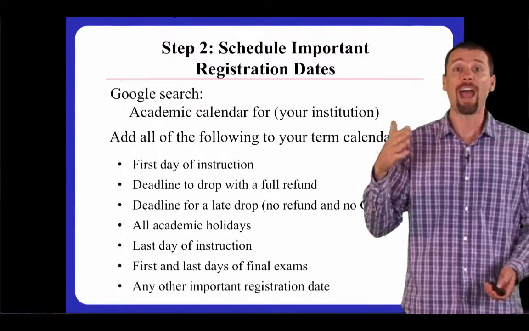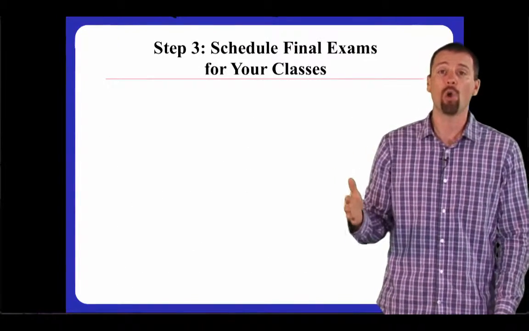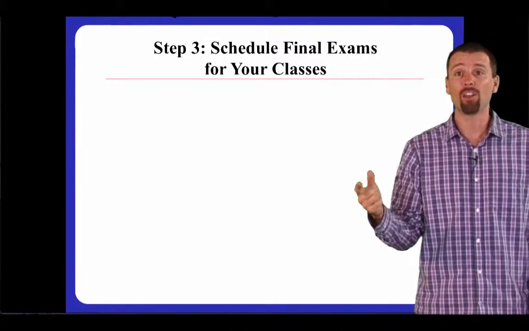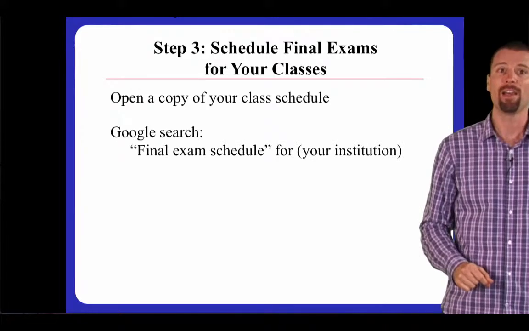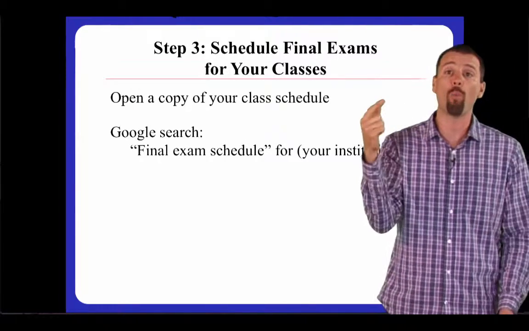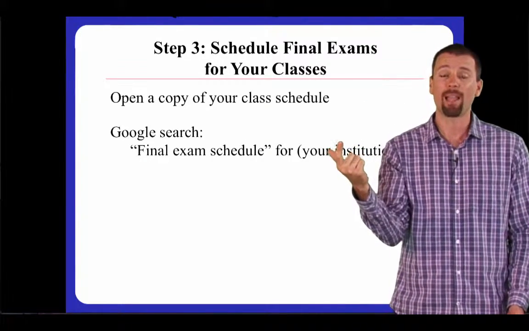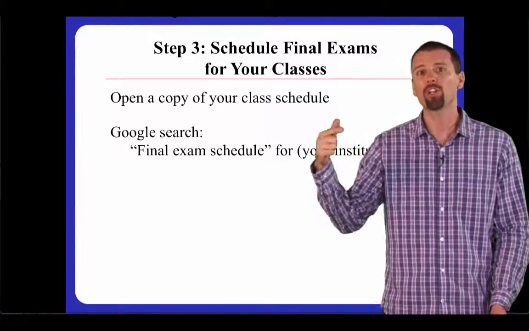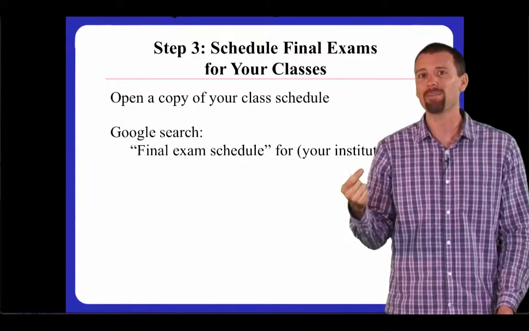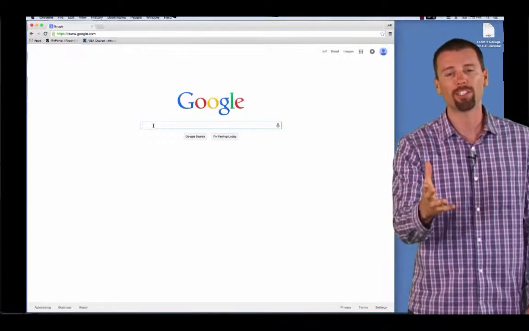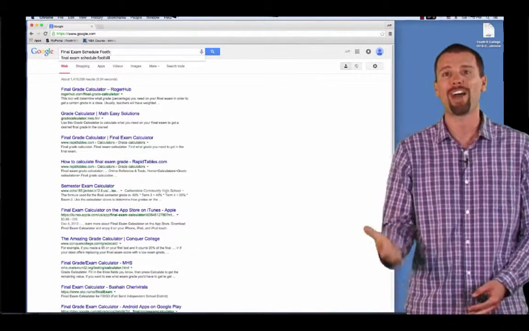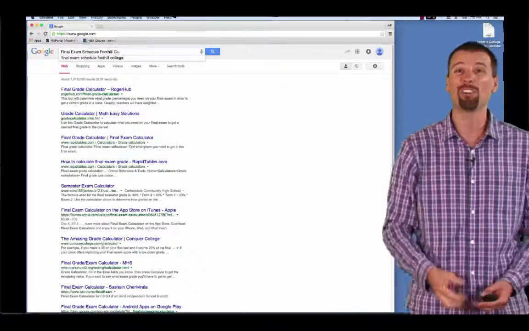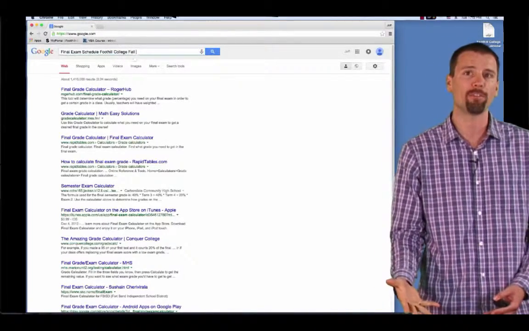Okay, now that we have the important registration dates, what we're going to do is add your final exam schedule, the one customized to your class. So the first thing we're going to do is open a copy of your class schedule, and then you're going to Google search final exam schedule for your institution. So here we go. I'm going to look for Foothill College final exam schedule, and I go ahead and include the term, which is fall 2015.